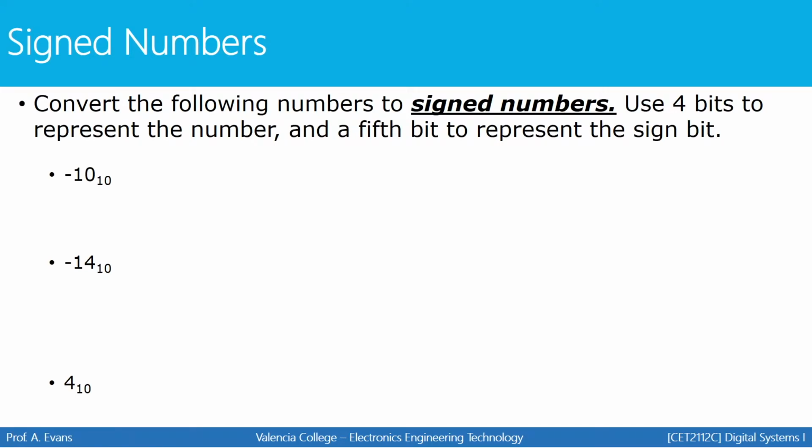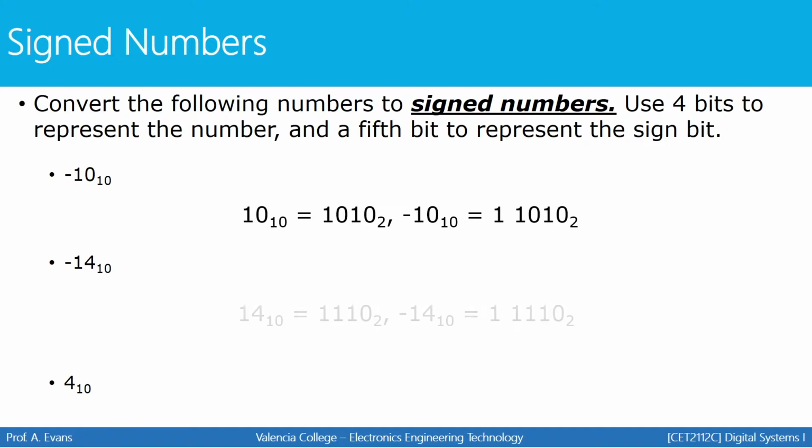So let's do some examples. We're going to convert the following numbers to signed numbers using 4 bits to represent the number and a 5th bit to represent the signed bit. So if you have the number negative 10 in decimal, you're going to write out negative 10 in binary. You're going to write out just the number 10 in binary first. The number 10 would be 1010. Then to make it a negative 10, add a bit in front. Add a 1 in front for a negative number.